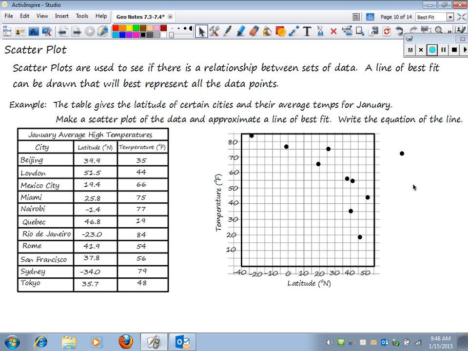It's 54. And then Sydney, Australia, negative 34 degrees. Negative 34 degrees would be close to negative 35, or between negative 30 and negative 35, right in the middle there. And up to 79 degrees. So right about there. And then Tokyo, 35.7. That's going to be pretty close to 35, just a little past. And 48 degrees. Right about there.